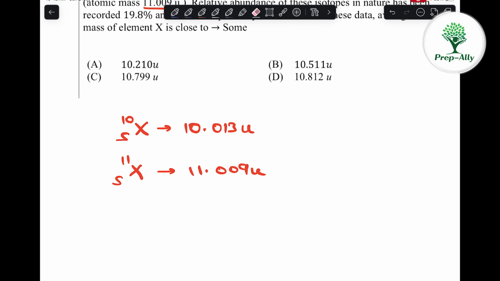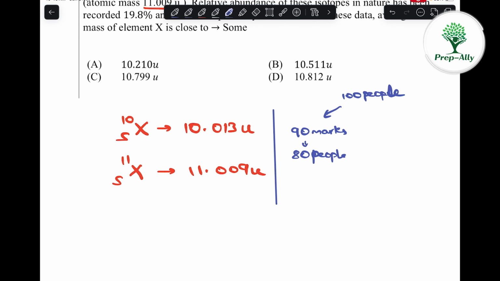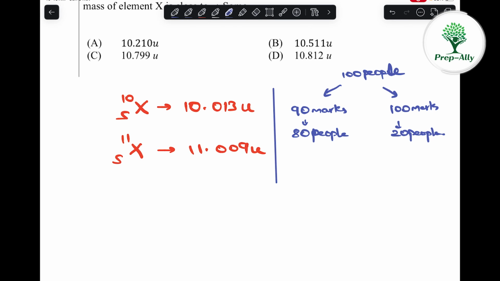So I will give you one detailed explanation about this. Let's say you are in a class of 100 people. Out of these 100 people, 80 people got 90 marks in an exam, and the remaining 20 people got 100 marks. Now you have to calculate the class average.